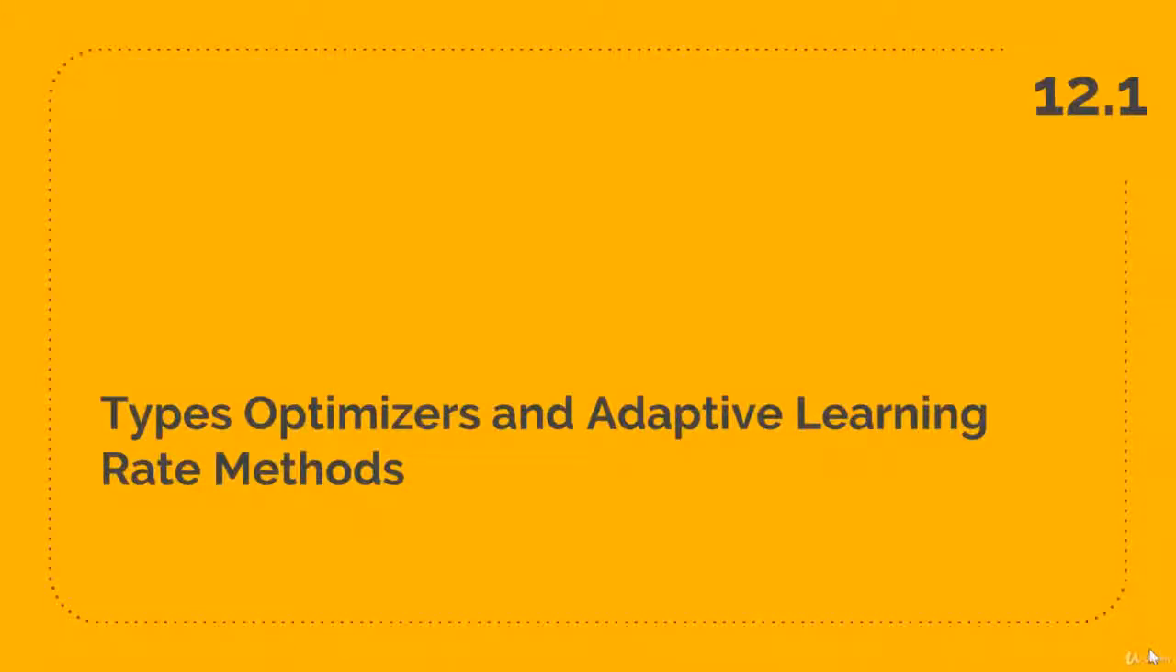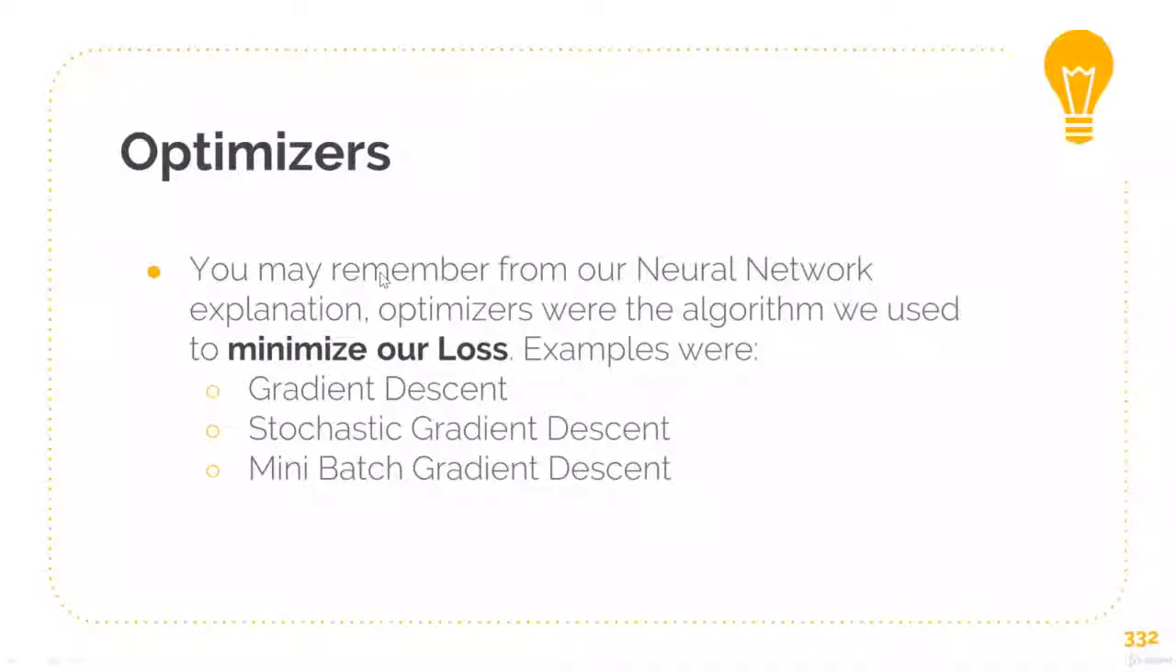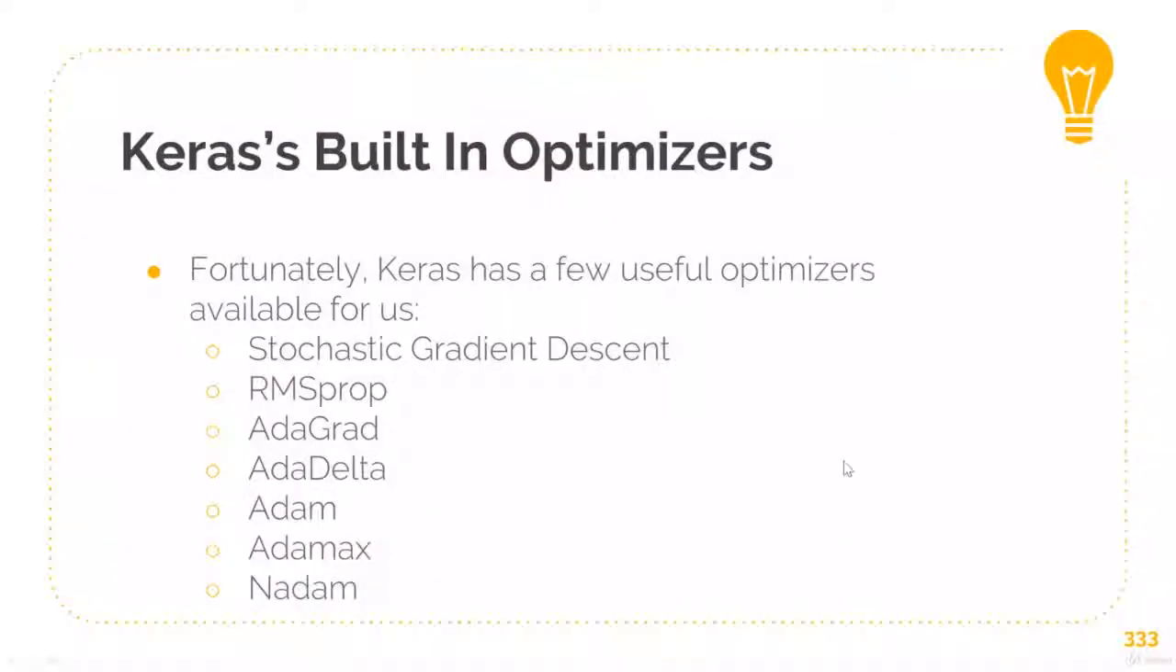Okay, so let's start off chapter 12.1 by looking at the types of optimizers we have available in Keras and some adaptive learning rate methods. So let's dive in. Optimizers. So what exactly are optimizers? You may have remembered in our neural net explanation, optimizers were the algorithm we use to minimize our loss. Some examples of this, which should be familiar to you now, would be gradient descent, stochastic gradient descent, and mini batch descent. Keras actually comes with a lot more optimizers than those. We have the standard stochastic gradient descent, RMSprop, Adagrad, Adadelta, Adam, Adamax, and Nadam.